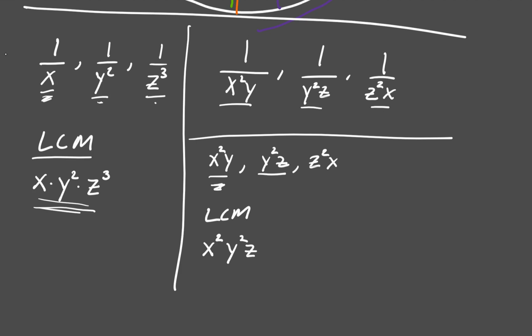And then I need a z so that this goes into there evenly as well. If I only had one y, this wouldn't divide into here evenly, right? I'd have y's in the denominator. And then this, I need a z squared and an x. I have an x, I've got two of them. I only needed one, so we're good there, but I need to make that a squared. So my least common multiple of those three things is x squared, y squared, z squared.